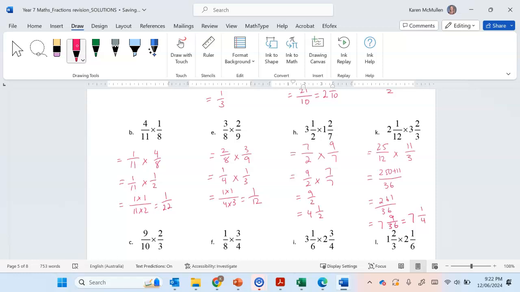Okay, so I've made a mistake somewhere along the line. I did that one wrong, and I did this one wrong. Oh, I added the wrong thing. So it was 250. I added 11. I should have added 25. That's what I did wrong. There we go. So that gives us 23 over 36.